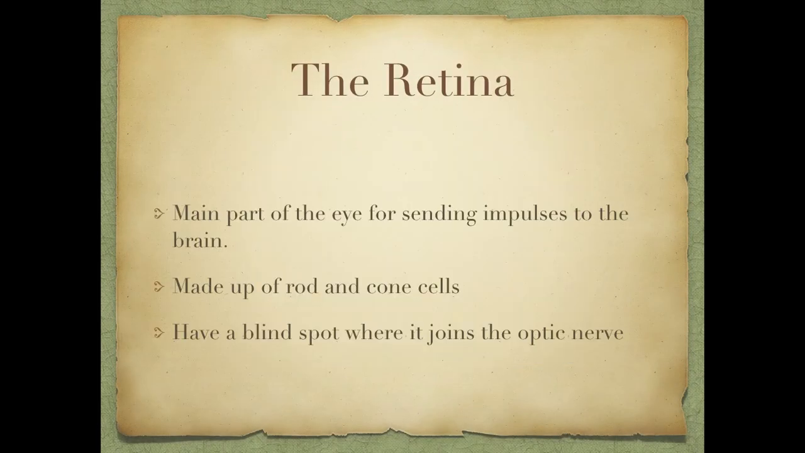Next part is the retina. The retina is the main part of the eye for sending impulses to the brain as well as creating images. It is made up of rod and cone cells. It has a blind spot where it joins the optic nerve.